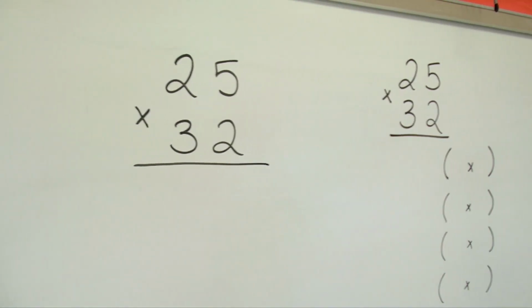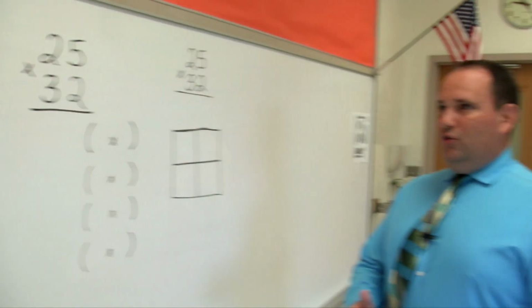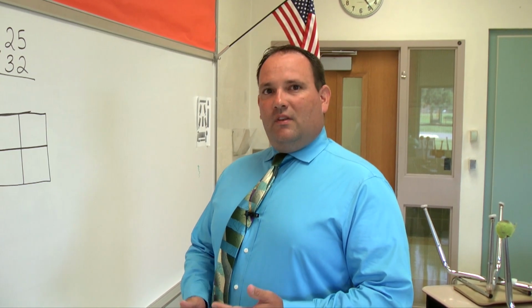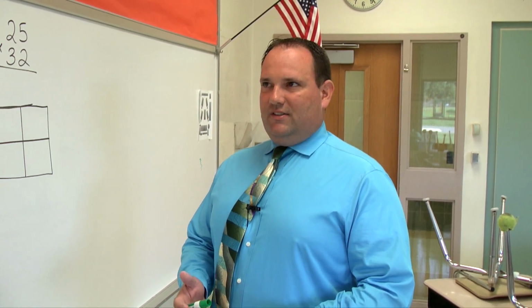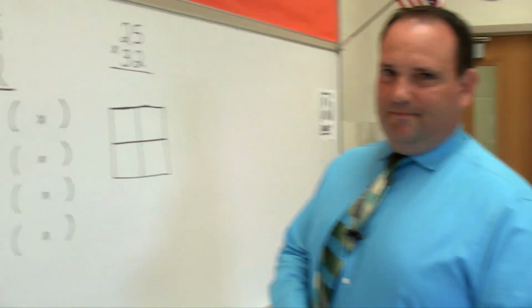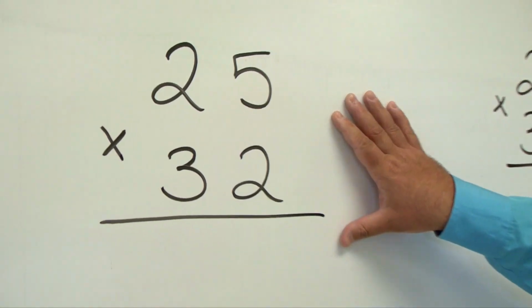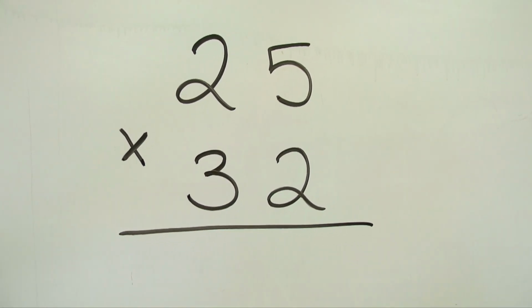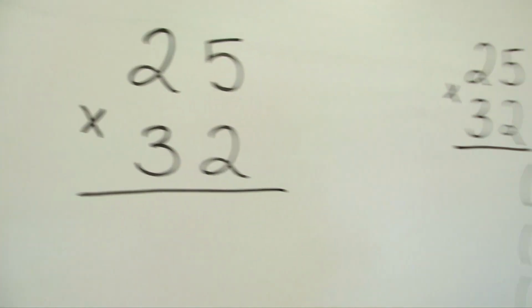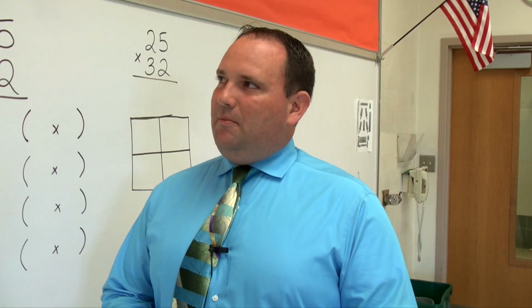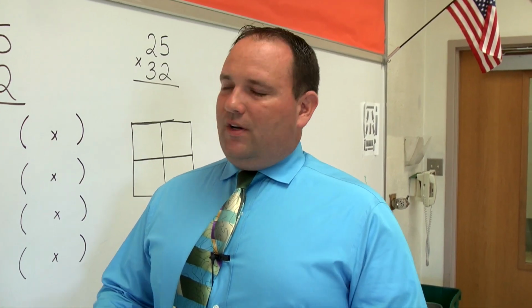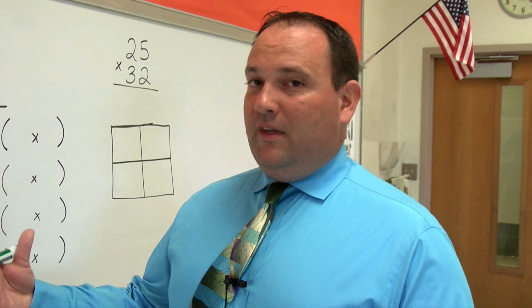I'm going to show you 3 different methods. You can choose whichever method you like. They're all going to come up with the same product. Let's get started. The first one I have here is probably the algorithm that your parents, your older brothers and sisters may be most familiar with. We're going to do what I call the up and down way.